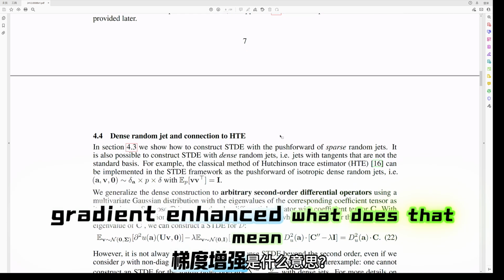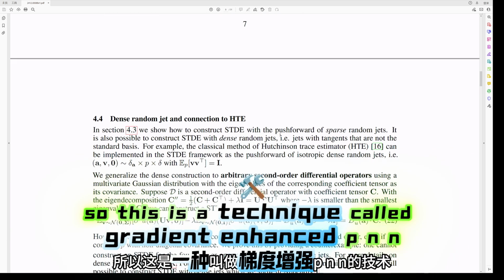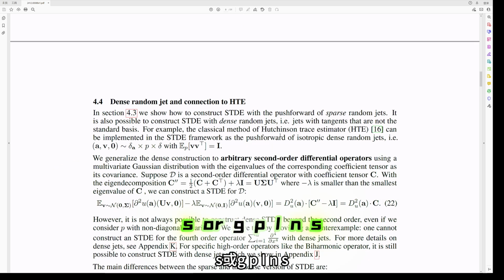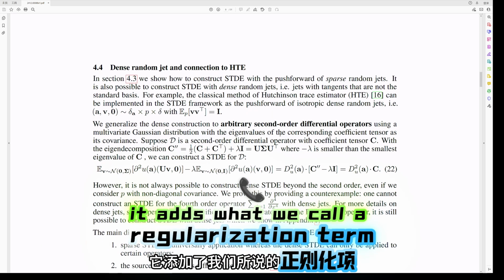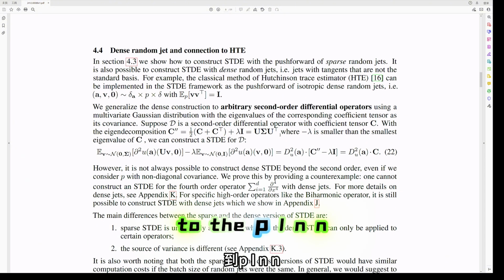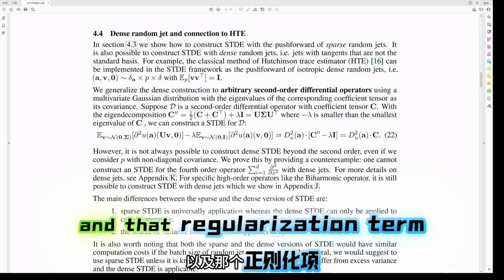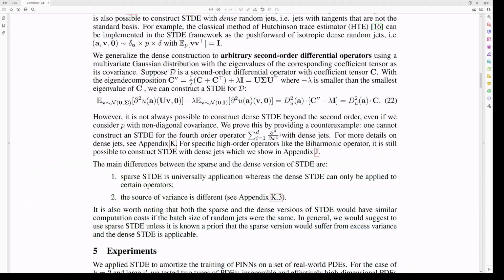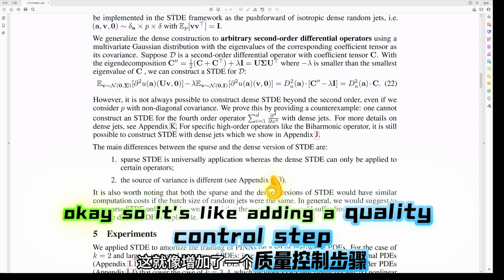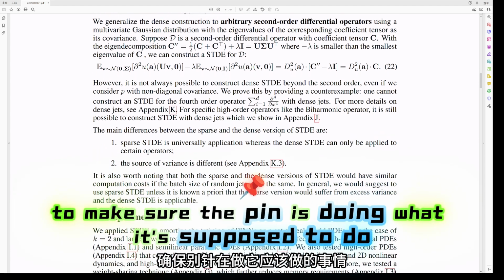Gradient enhanced, what does that mean? So this is a technique called gradient enhanced PINNs, or GPINNs. Essentially what this does is it adds what we call a regularization term to the PINN. And that regularization term encourages smoother and more accurate solutions. Okay, so it's like adding a quality control step to make sure the PINN is doing what it's supposed to do.